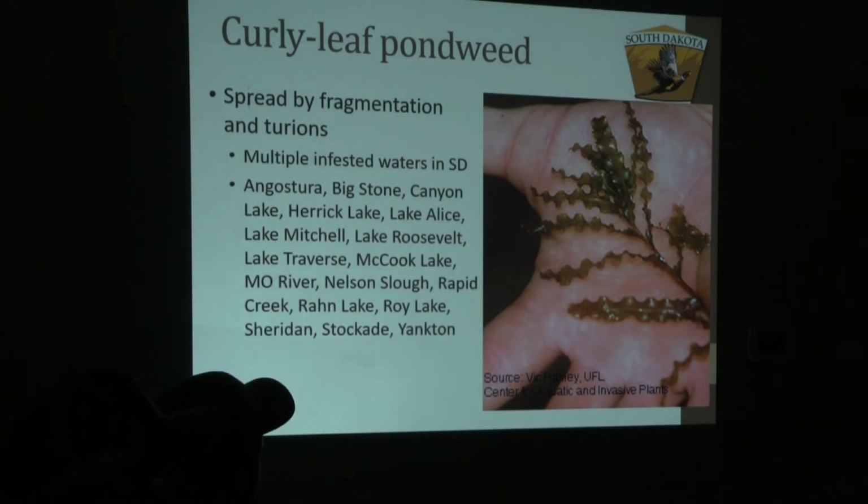For example, Big Stone is a fairly large lake that we have up in the far northeast part of the state, and it would cost us upwards of millions to try to treat that entire system. So once they become established, it can create habitat for some of our game species in the state, but overall we would like to prevent these from spreading just because of the nuisance it causes for a lot of our swimming opportunities and boating opportunities on these given water bodies.